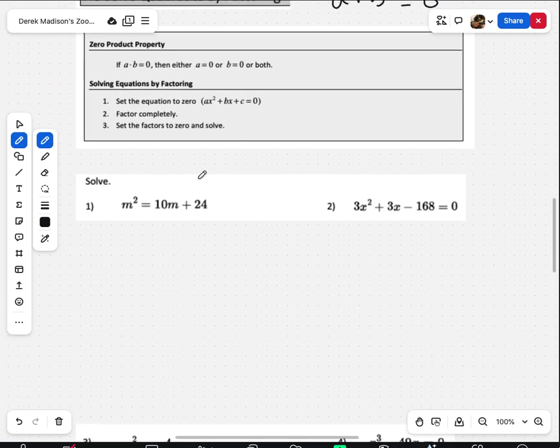For this first one, it is not set to 0, so I'm going to subtract. I much prefer having a positive squared term. It's much easier to factor with a positive on the squared than a negative. So I'm going to bring everything over to the right-hand side and rewrite this as m squared. Subtracting this over would make it minus 10m. And subtracting the 24 over to the other side would make minus 24, and that would equal 0.